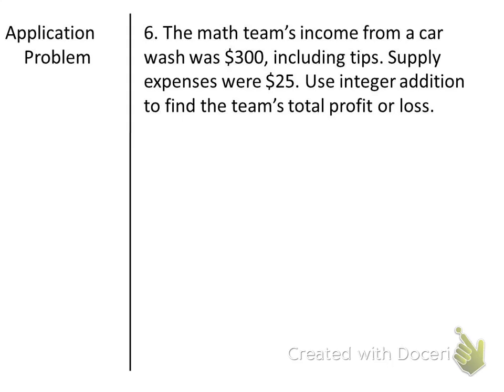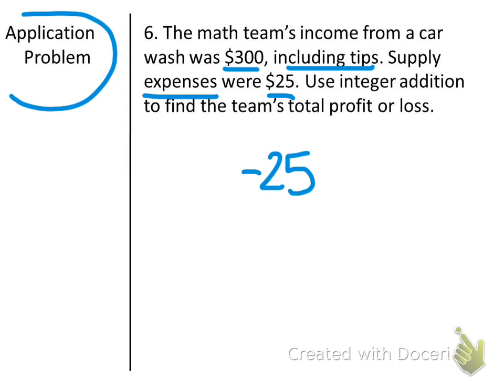Okay, our last problem, this is an application problem, a word problem. Number 6, just write down the key terms that you need to solve the problem in your notes. The math team's income from a car wash was $300 including tips. Supply expenses were $25. Use integer addition to find the team's total profit or loss. Well, an expense is a negative because that's how much it cost, so that would be a negative. And then how much they got, their income, that's a positive number.